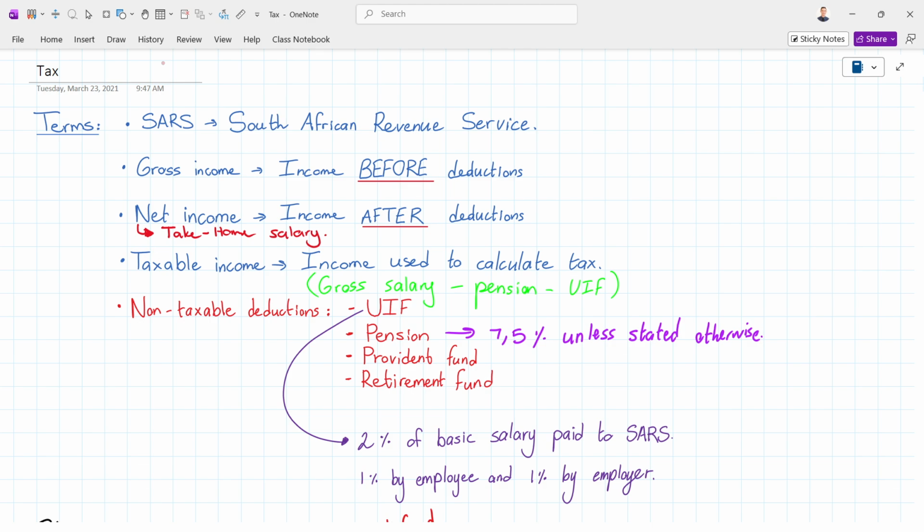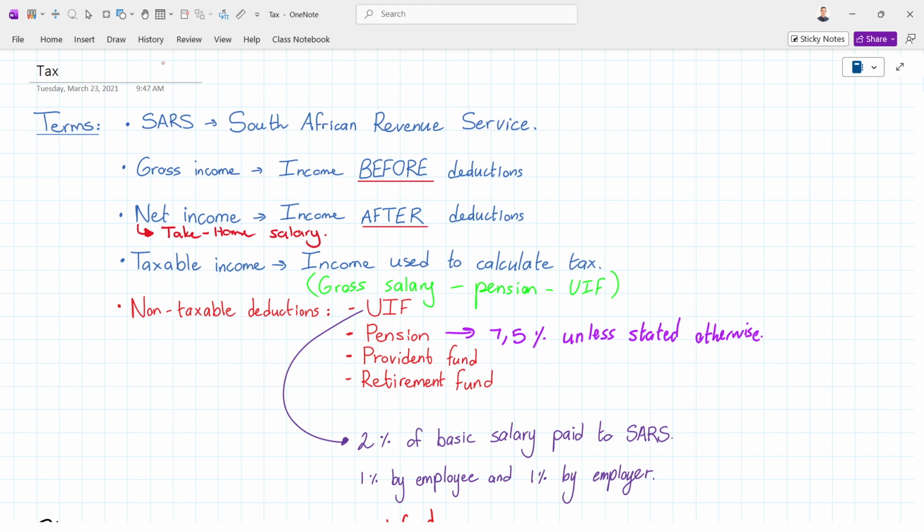After that, we've got your taxable income. That is important for us. It is the income that is used to calculate tax. That is your gross salary minus pension minus UIF contributions. So there I've listed for you the non-taxable deductions. So things that the government does not charge tax on is UIF, pension, provident, retirement fund.